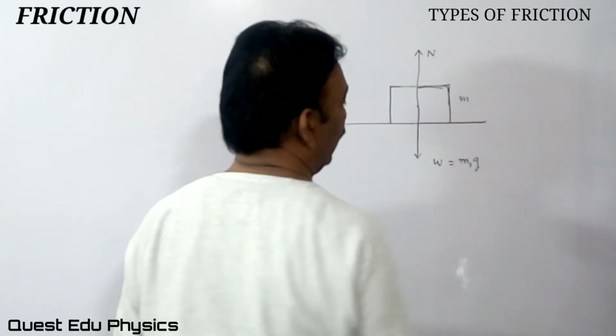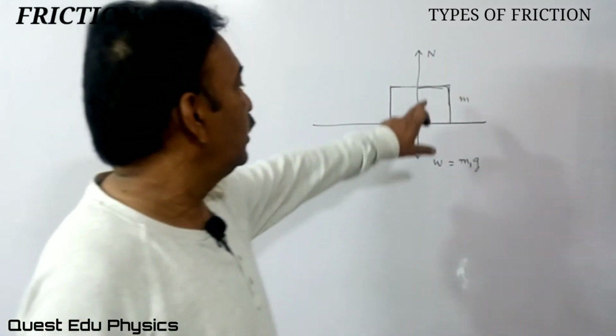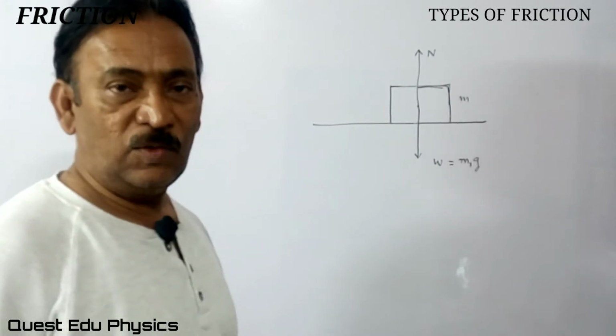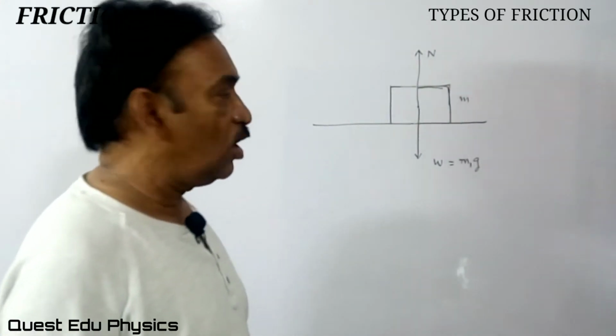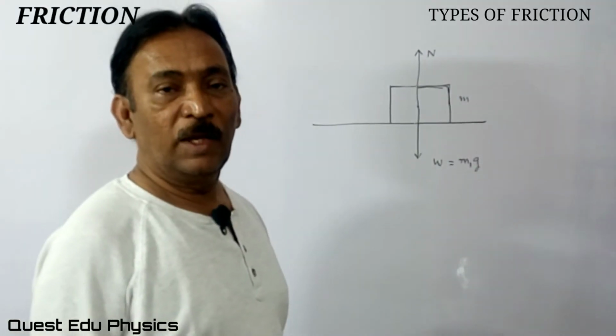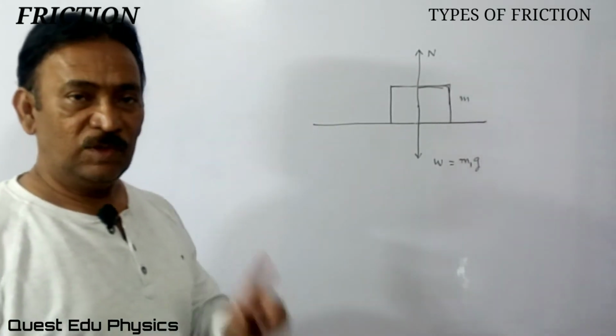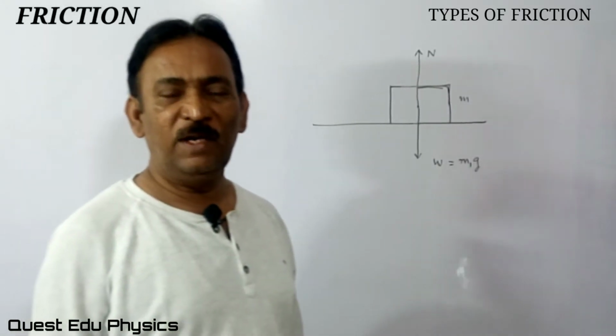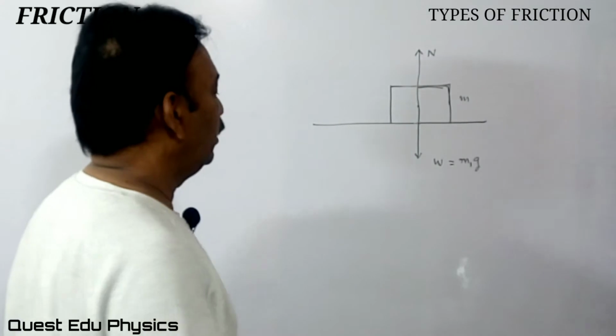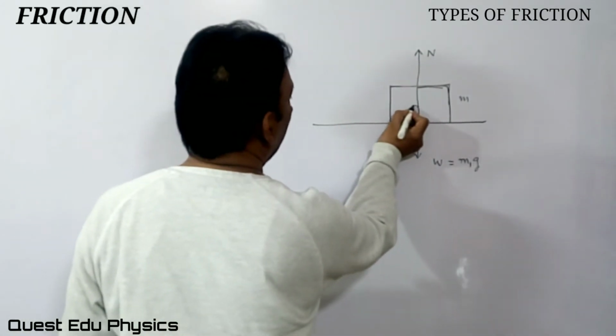It is the normal reaction. These two forces get balanced with each other. That's why we said there is no extra force acting. Here the frictional force is the force which tries to stop the relative motion between the two bodies which are in contact.